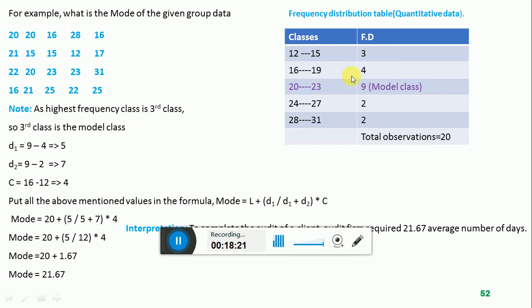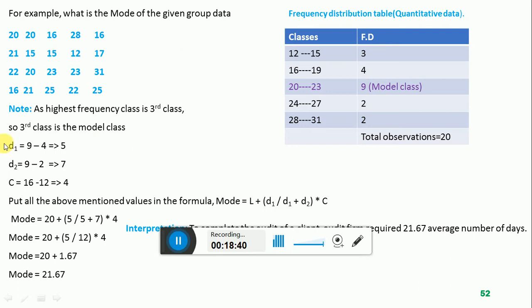So in these 5 classes, the third class frequency is 9. This is the highest frequency as compared to all the other 4 classes. So this third class is the modal class, and the mode is included in this third class. Now how can we compute it?